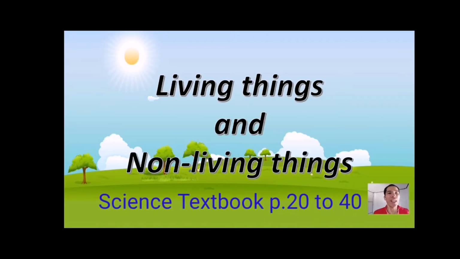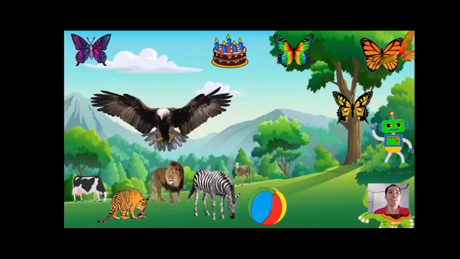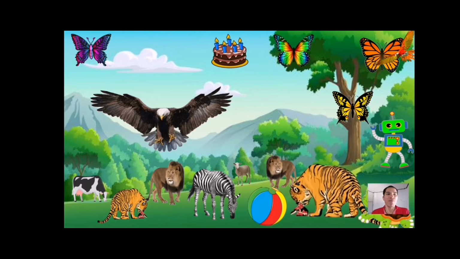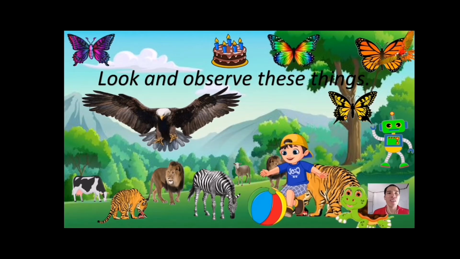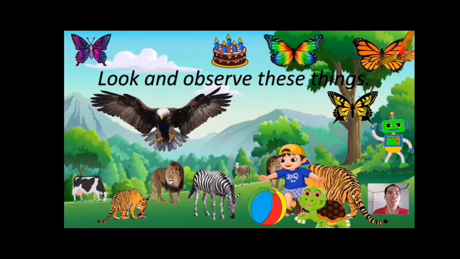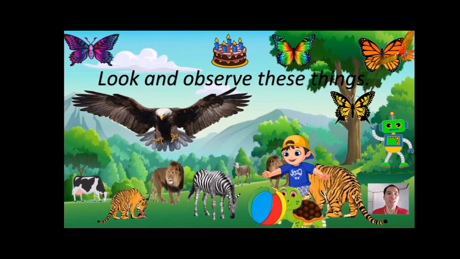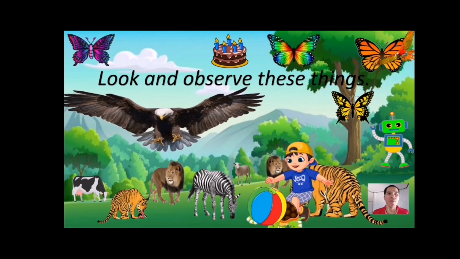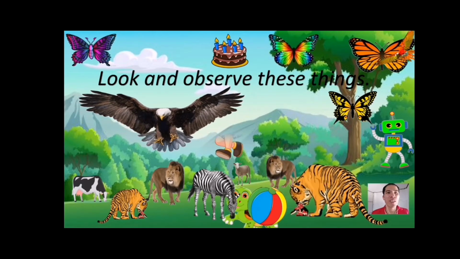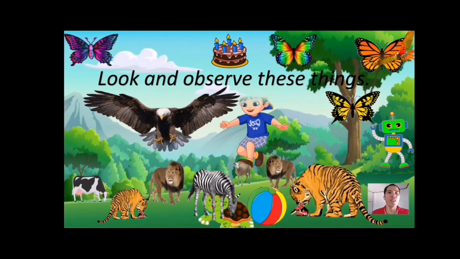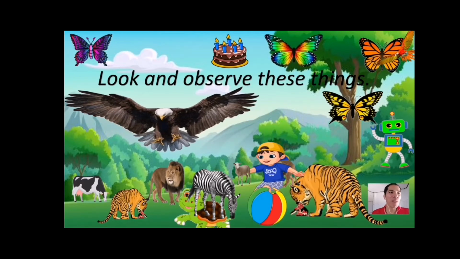Living things and non-living things. Look around. What have you seen on the screen? Like lions, tigers, and many more. These things are in our surroundings, like turtles, cows, butterflies, ball, robot, cake, and many more.